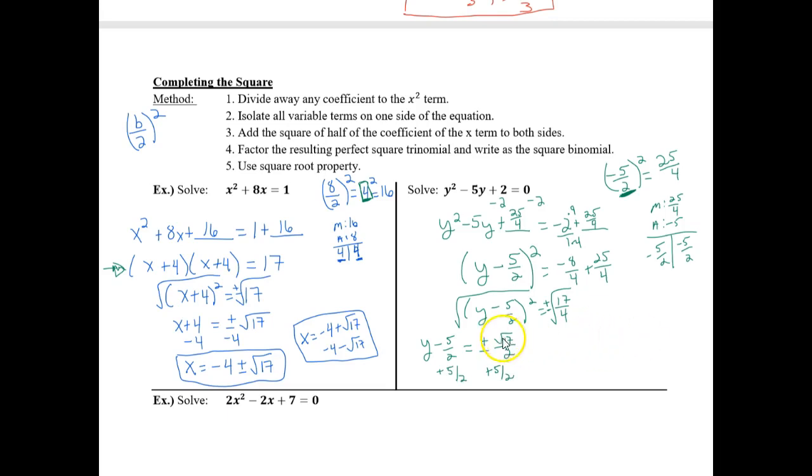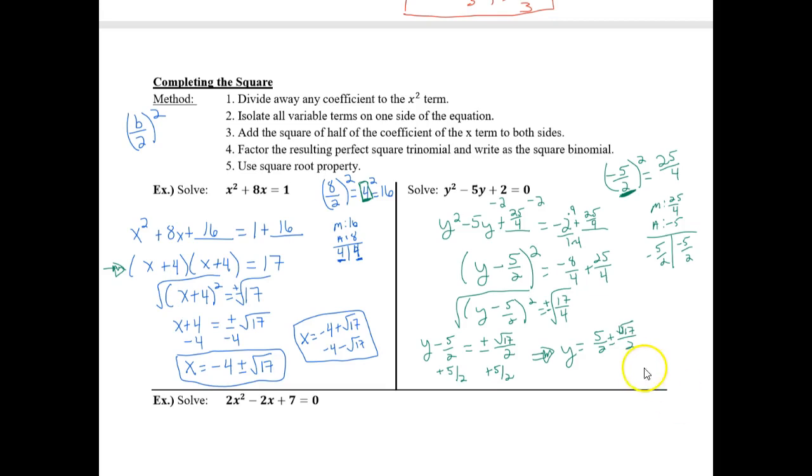Remember, this has a radical, this does not. They're not like terms. I can't really add them, but what I can do is write it as 5/2 plus or minus this, square root of 17/2.